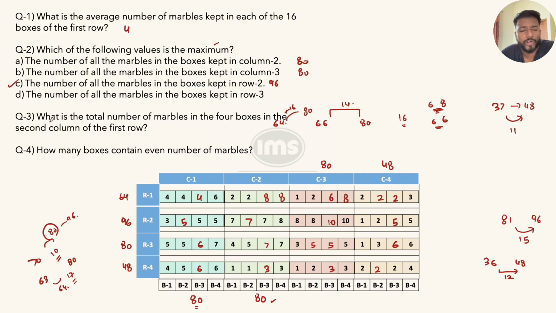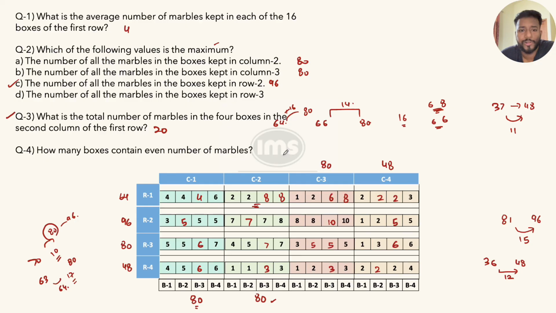Next, third problem. What is the total number of marbles in the 4 boxes in the second column of the first row? So second column of the first row, this addition has to be given as the answer. So 2 plus 2, 2 plus 2 is 4, 4 and this is 16. So this has to be 20.